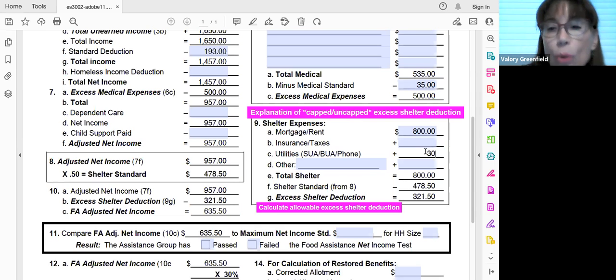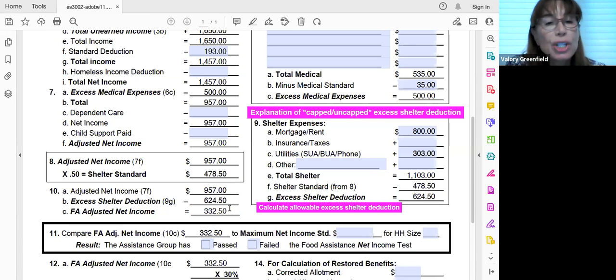That's the chart. We know that she only gets $303 because she doesn't have heating or cooling, although she does have 2 other utility expenses. So the form itself went ahead and calculated. It took her shelter standard from box 8 and put it in automatically at 9F. And it came up with the math to get her excess shelter deduction at 9G of 624.50. And then it automatically moved that number over to 10B and called that her excess shelter deduction, gave her credit for that, bringing her food stamp adjusted net income down to 332.50.